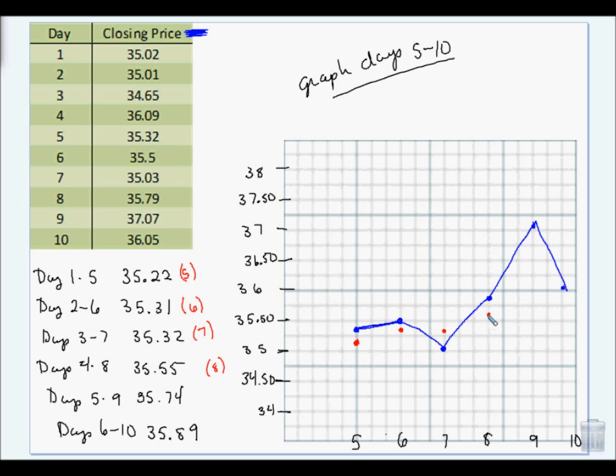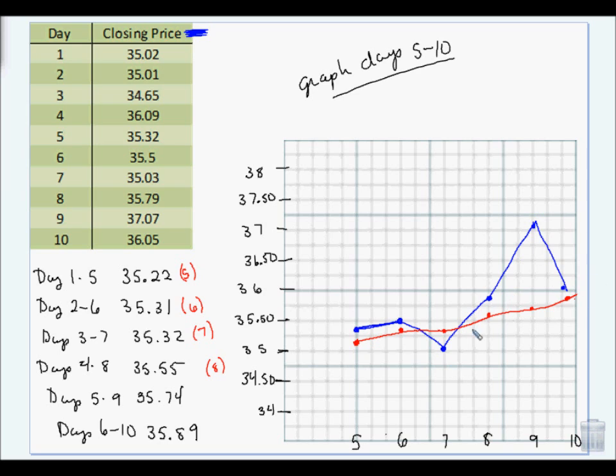Day 9 is 35.74. So that's about right there. No, sorry. It's just below there. And then day 10 is 35.89. So that's like here. And you connect those with a curve.